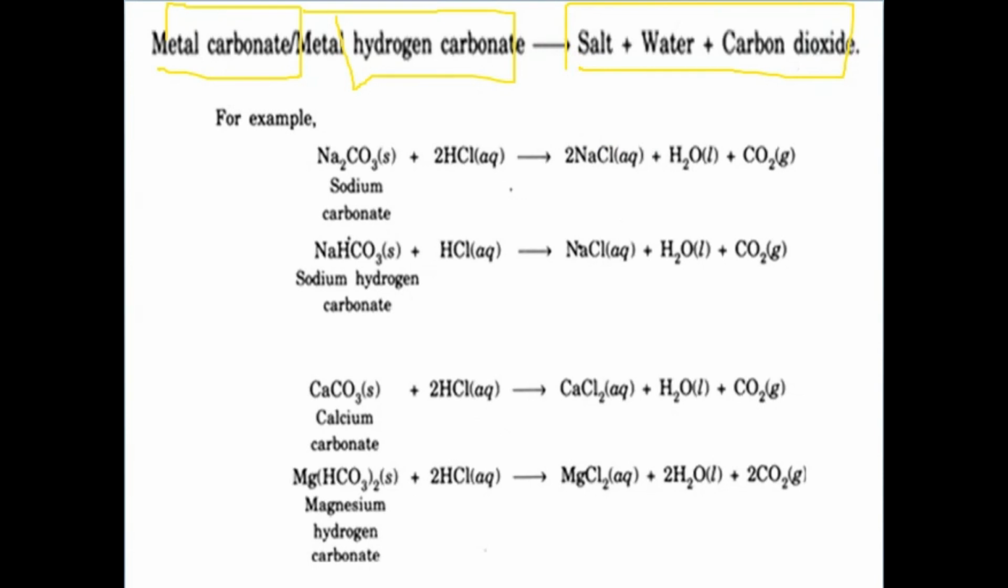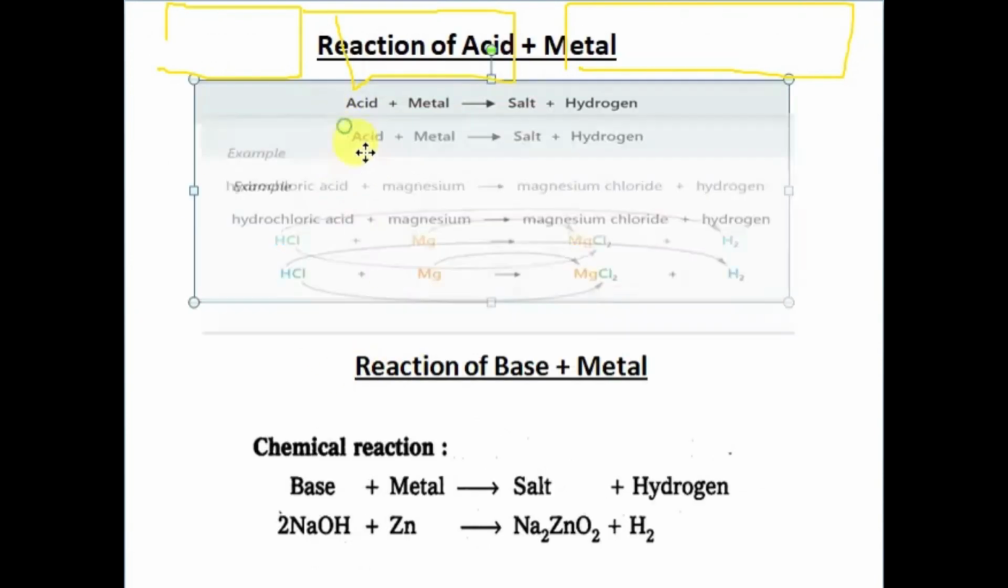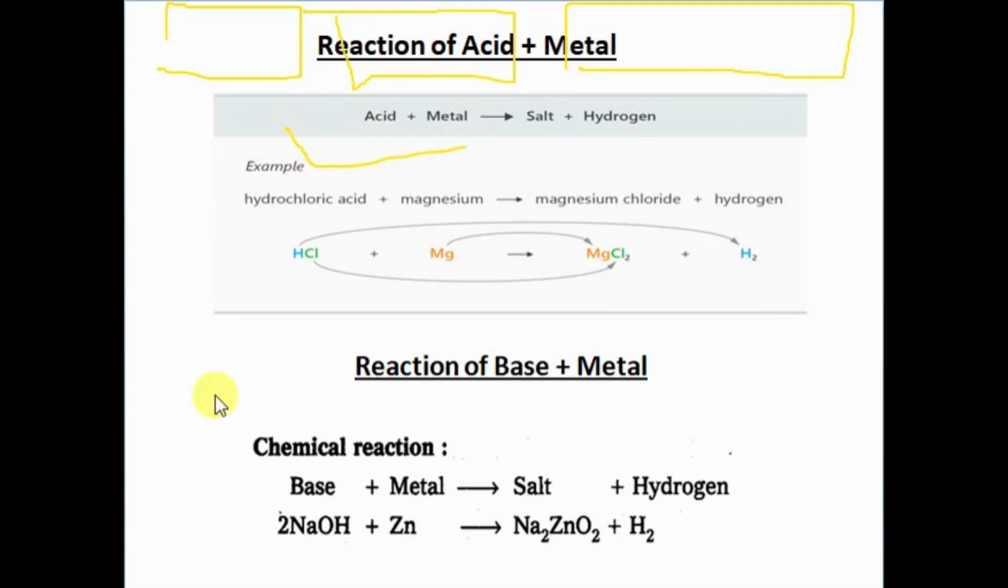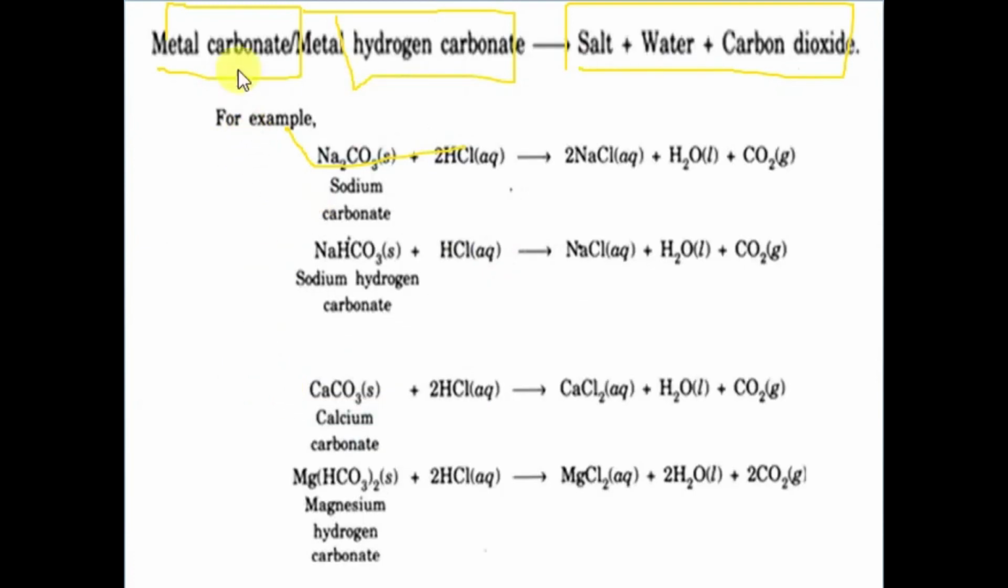In the earlier reaction, we studied that when acid and metal react, they give salt and hydrogen. And in this reaction, when metal carbonate and metal hydrogen carbonate react with acid, they give salt, water, and carbon dioxide. So don't get confused between these two reactions. There is a difference. In the first reaction, only hydrogen gas is liberated, and here carbon dioxide is liberated along with H2O. H2O is in its liquid state.